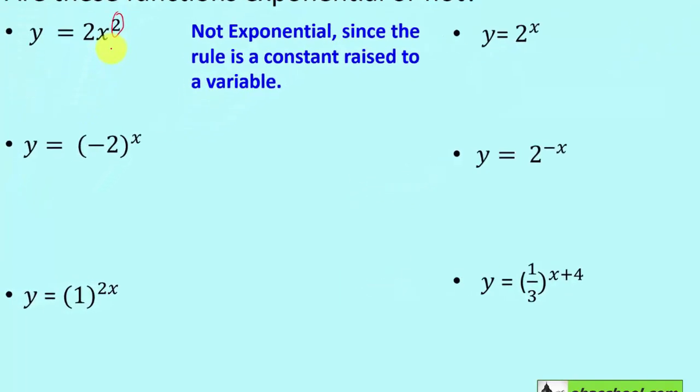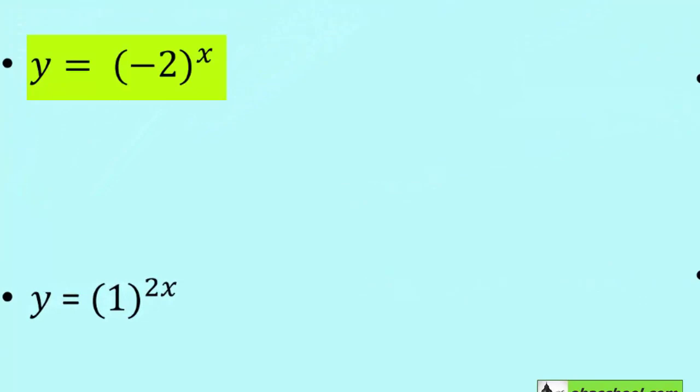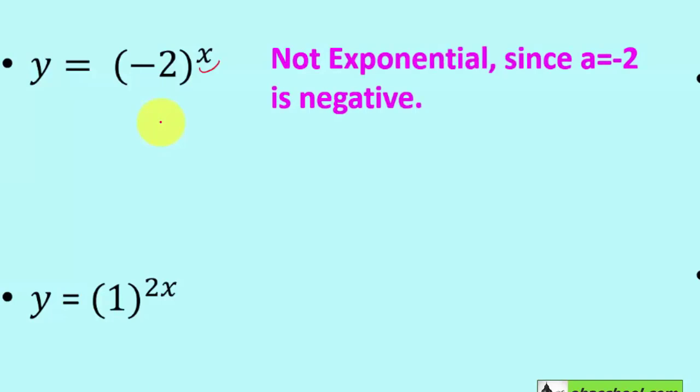Now let's take the other example, y equal minus 2 to the power x. First of all, x here is very good, but here we have minus 2, which is incorrect. Since we already said that a must be a positive number, but since a is minus 2, which is negative, this is not an exponential function. The base must be a positive number.